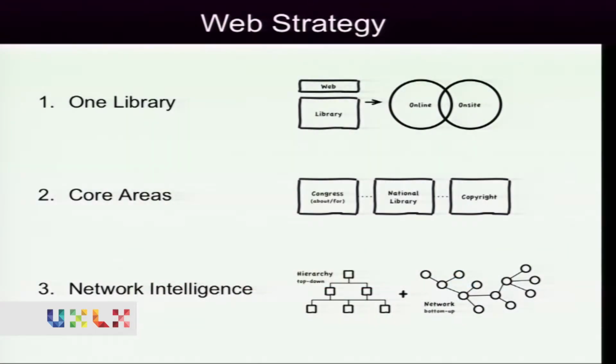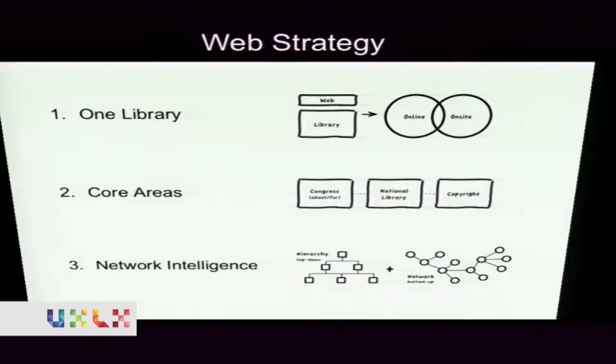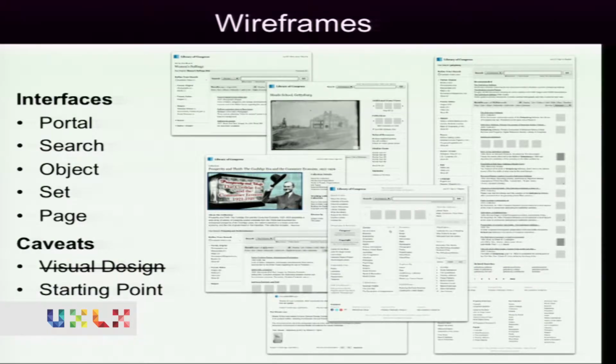So we started with the web strategy. And my first contribution was to argue we can call it a web strategy, but we really need to think beyond the web. This is about bridging the on-site, the physical library, with the digital on the web. It's about bringing web and online up to par with the physical infrastructure. And then we dug into the information architecture, and I did a lot of wireframes for the library, sketching out the major pages and interfaces. And that is the most tangible, actionable deliverable that I provided to the library.